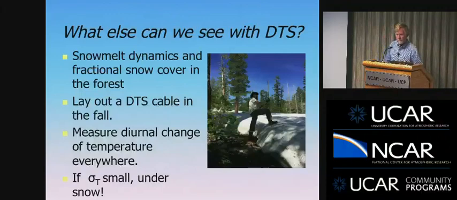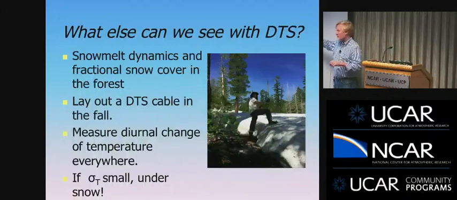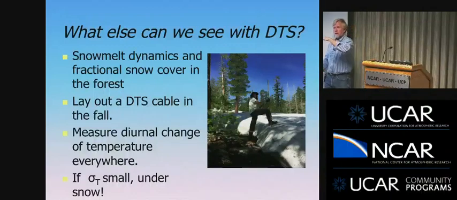Okay. Well, why not lay a DTS cable, a fiber optic cable, out through the forest before it snows in the fall, and then as the snow begins to melt, what's going to happen? Any piece of that fiber that's underneath the snow during the day is going to stay at essentially 0 degrees C, or pretty close to it. But any fiber that's out here in bare ground is going to warm up during the day above 0 and probably cool off below 0 at night.